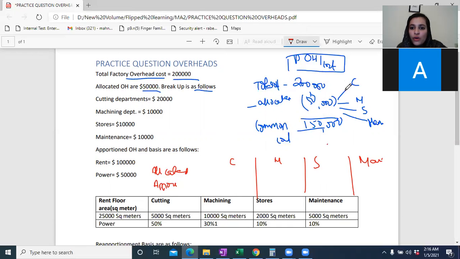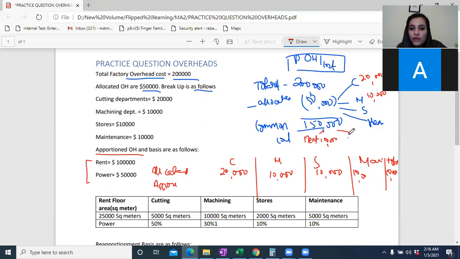So of the allocated cost of 50,000, 20,000 relates to the cutting department, 10,000 relates to the machining department. I'm going to write it like this: 20,000, 10,000, stores 10,000, and maintenance 10,000, and then I'm going to make a column of total as well. So the total would be 50,000. And then the rest of the common cost breakup was like this. 1 lakh was the rental cost, out of the 1 lakh 50,000, and then the power cost was 50,000.